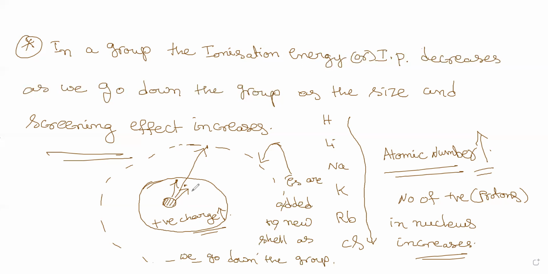So this is the most important. This stopping of the electric field lines is called screening. The electric field lines are stopped by some of the inner electrons. That is called screening. Clear? You can make a note: electric field lines from the nucleus are stopped by the inner electrons of the atom. That is called screening.